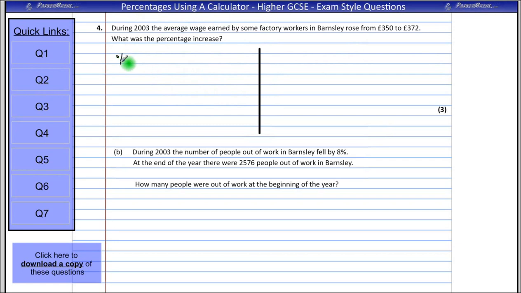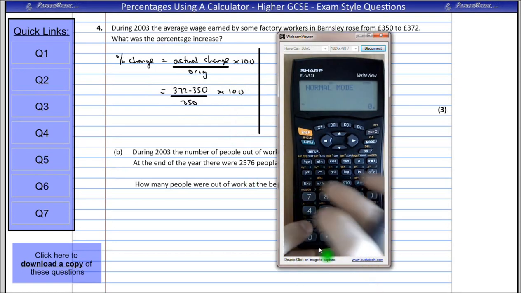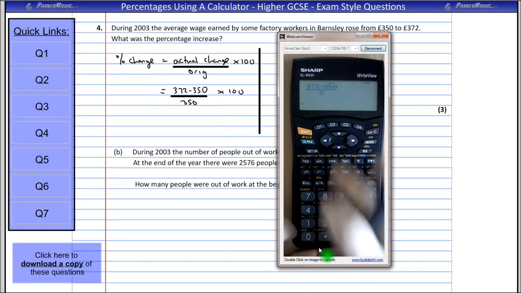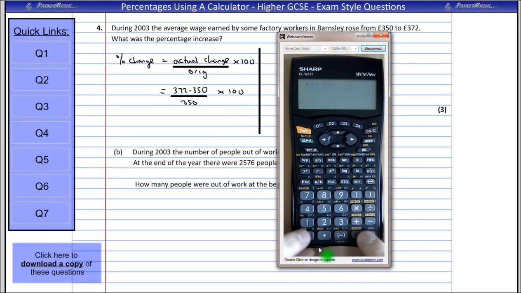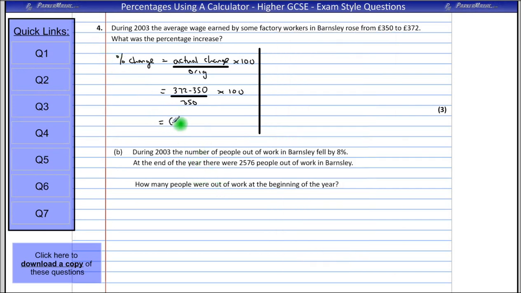So one method is just to use the formula, if you're good at remembering formulas. So percentage change equals the actual change, and then you divide it by the original amount and multiply by 100. So we would get 372 minus 350, and then we divide by the original amount, which is 350, and multiply by 100. If we do that, we get, if we round it, 6.29%. So that's one possible way of doing the question.